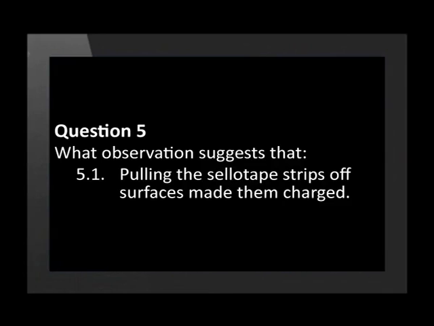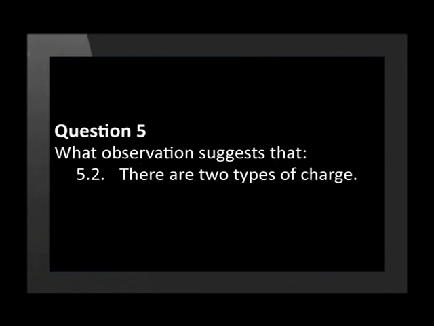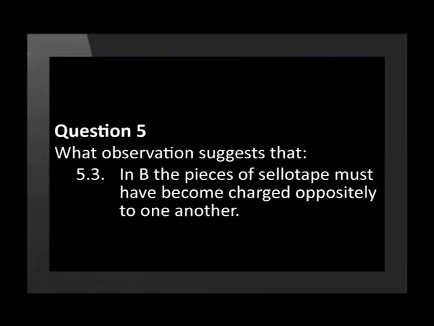For each of the questions, you need to say which observation suggests the conclusions given. These are: pulling the sellotape strips off surfaces made them charged. There are 2 types of charge. Like charges repel. In B, the pieces of sellotape must have become charged oppositely to one another.